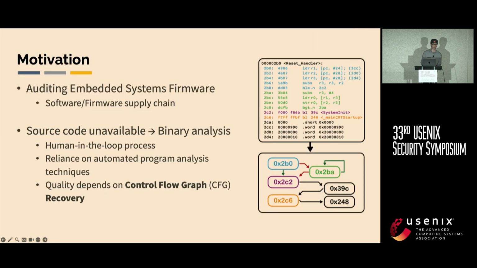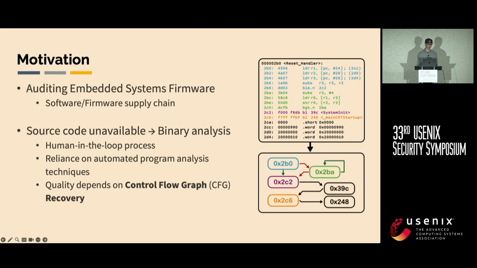So just a little bit of motivation to start off with. As we all probably know, embedded systems, and particularly bare metal embedded systems, are often pretty major components in critical systems, and that makes firmware security for these systems a significant concern. Now, unfortunately, vendors like to keep their firmware closed source, so security auditing usually has to be done with just the binary. So it's binary analysis, and I'm sure many of you are familiar.